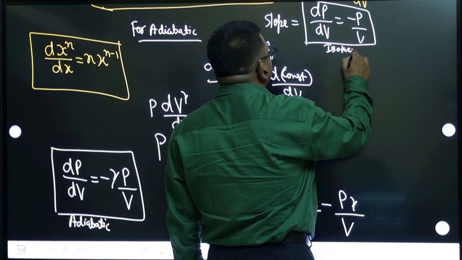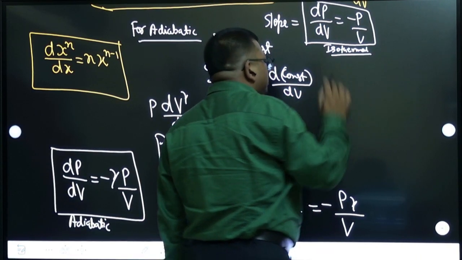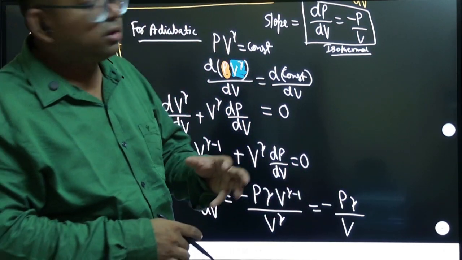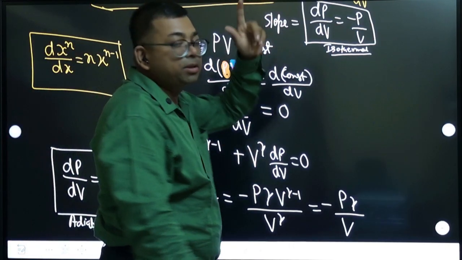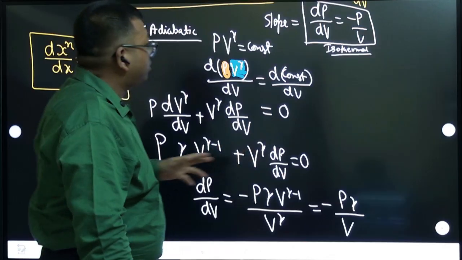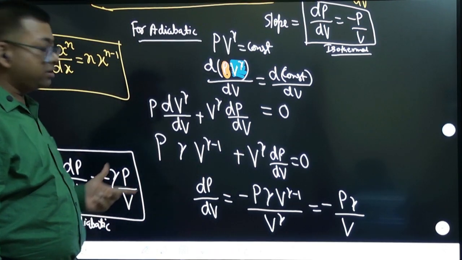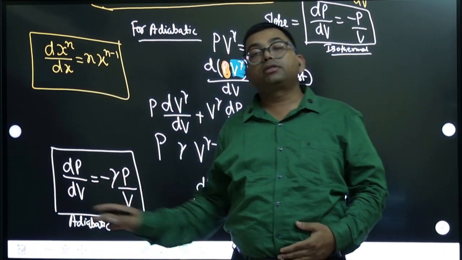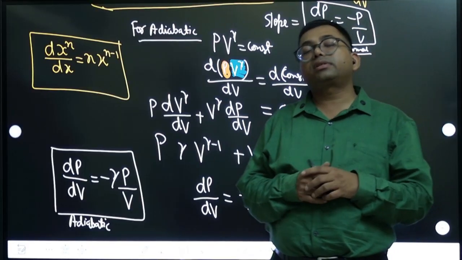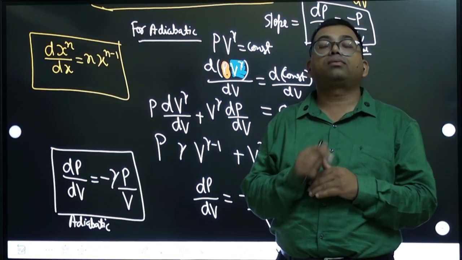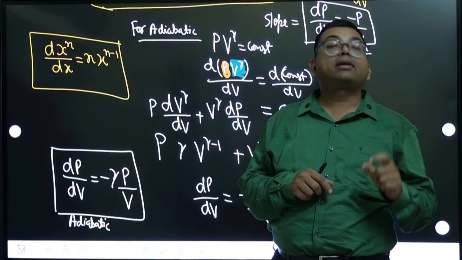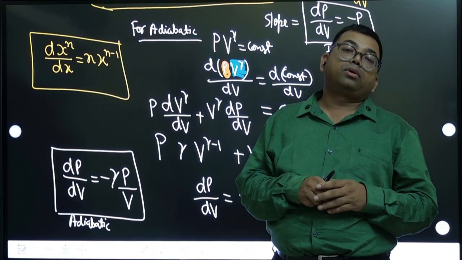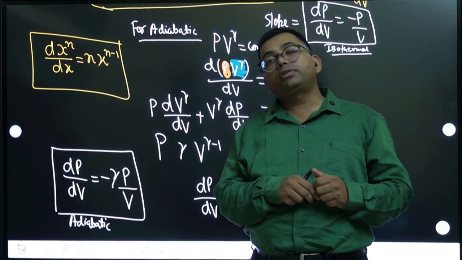So this we need to note. For isothermal process, pressure volume graph, that slope is minus P by V. And for adiabatic process, that slope is minus gamma times pressure by volume. Why are we discussing all these things now itself? You may ask that. Now I will come to the point when we have to compare the slope. That is where many of the students face problem.